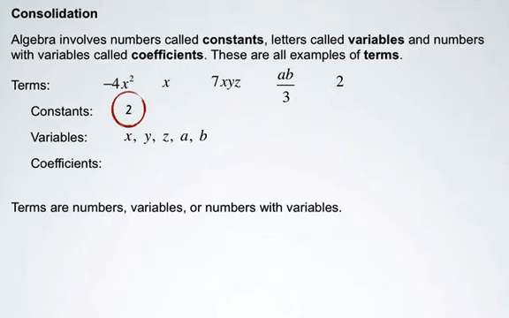Coefficients. Coefficients are numbers that appear in front of variables. Negative 4, 1, because remember when there's no number in front, it's a 1, 7, and 1/3, because this is 1 over 3. The 3 is not beside our letters but underneath to represent a division. So our coefficients are negative 4, 1, 7, and 1/3.